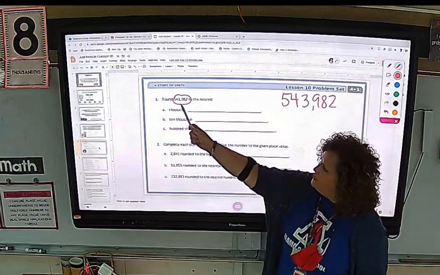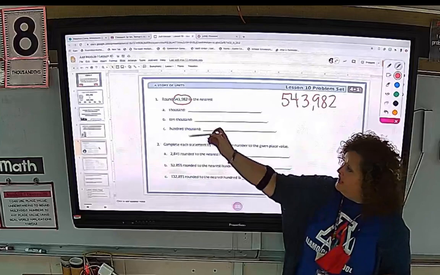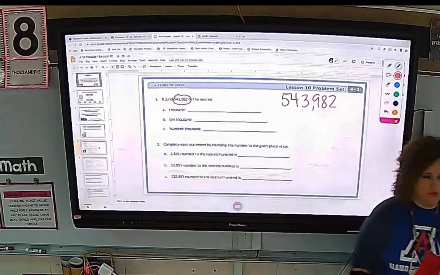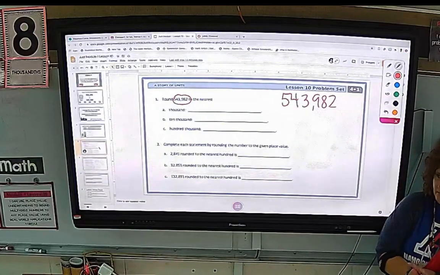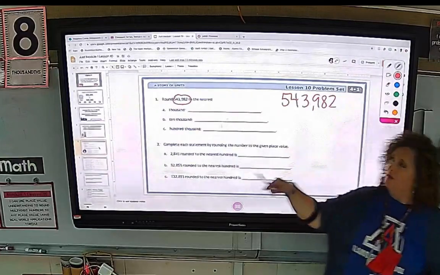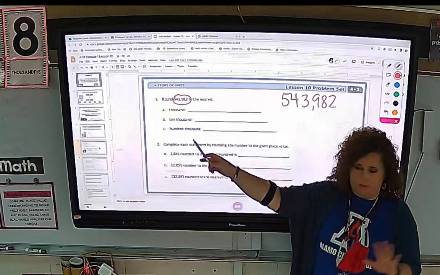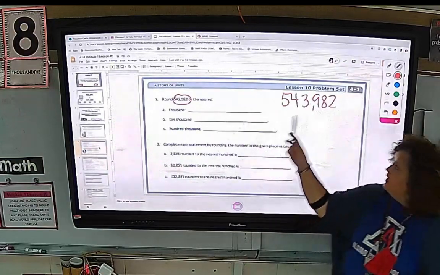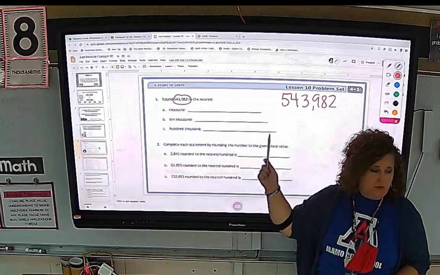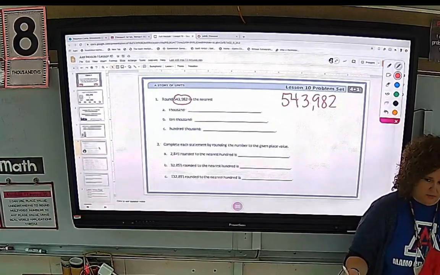Round 543,982 to the nearest, and then it has 1,000, 10,000, 100,000. You're using the same number each time. I'm going to round this number to the thousands place and put my answer. I'm going to round this number to the 10,000s place. A whole new problem, and put my answer. I'm going to round this number to the 100,000s place. Okay. Sometimes you might get the same answer, and sometimes it's going to be very different.